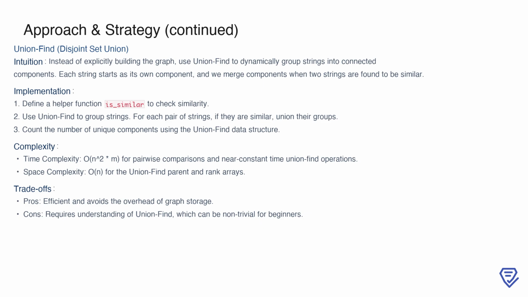The union find approach is efficient, with a time complexity of n squared * m for comparing all pairs and nearly constant time for the union and find operations. It also uses only n space for the parent and rank arrays, avoiding the memory overhead of storing a graph. However, understanding and implementing union find may be challenging for those unfamiliar with the data structure.